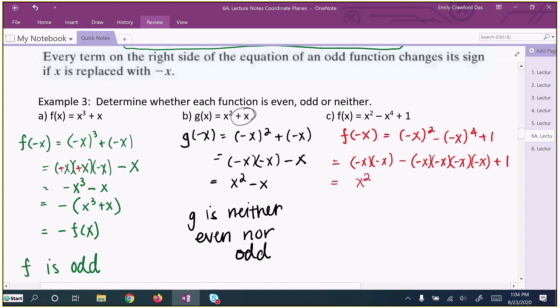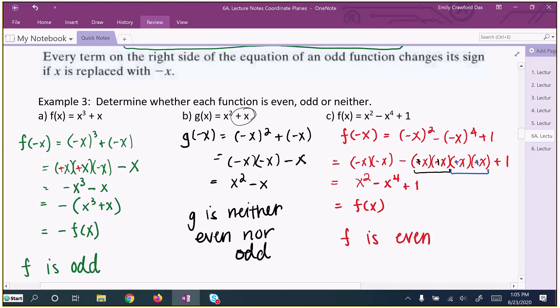Here in the middle, again, I have minus times minus is plus, so these become plus. And I have one more pair. I have minus times minus is plus again, so all of these became plus. And I still have this minus out in front. That stays. So this is minus x to the power 4 plus 1. Now I compare with my original function, and I see that that is exactly what I started with, so this is equal to f of x. F of minus x equals f of x tells me that f is an even function.